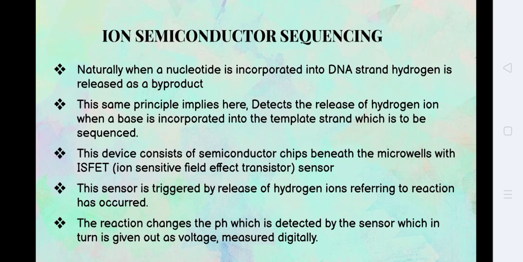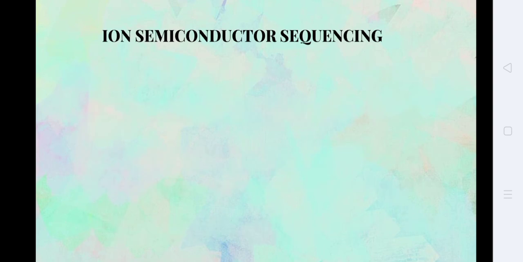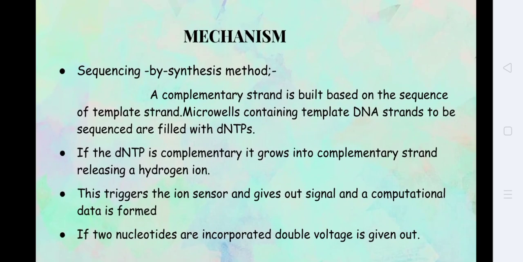The reaction will change the pH which is detected by the sensor, which in turn is given out as a voltage which can be measured digitally. There is no fluorescence, optics or anything involved in this method. A chemical reaction will directly give out an electronic signal which is detected by the computer. So the mechanism is as follows.